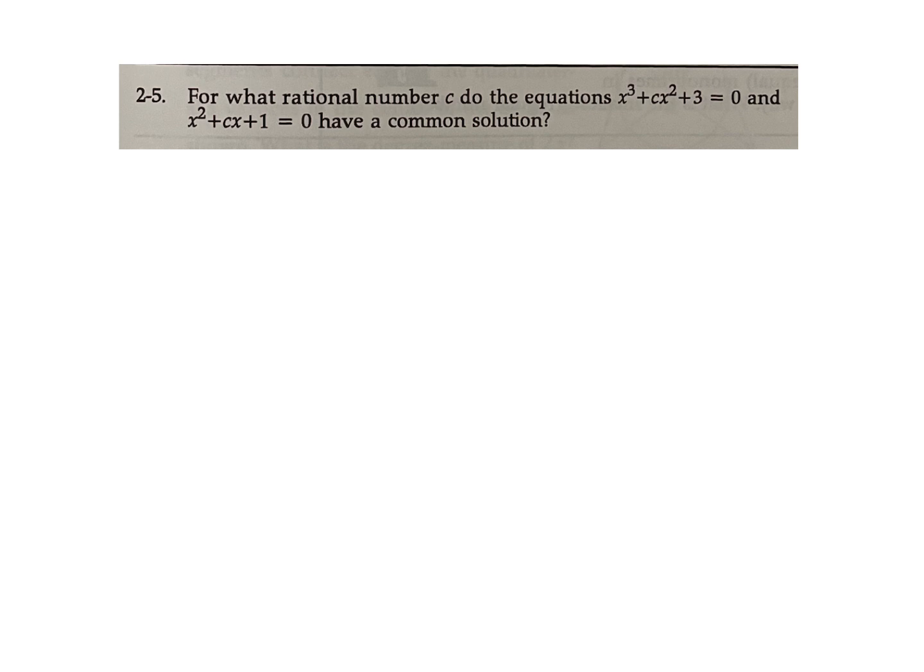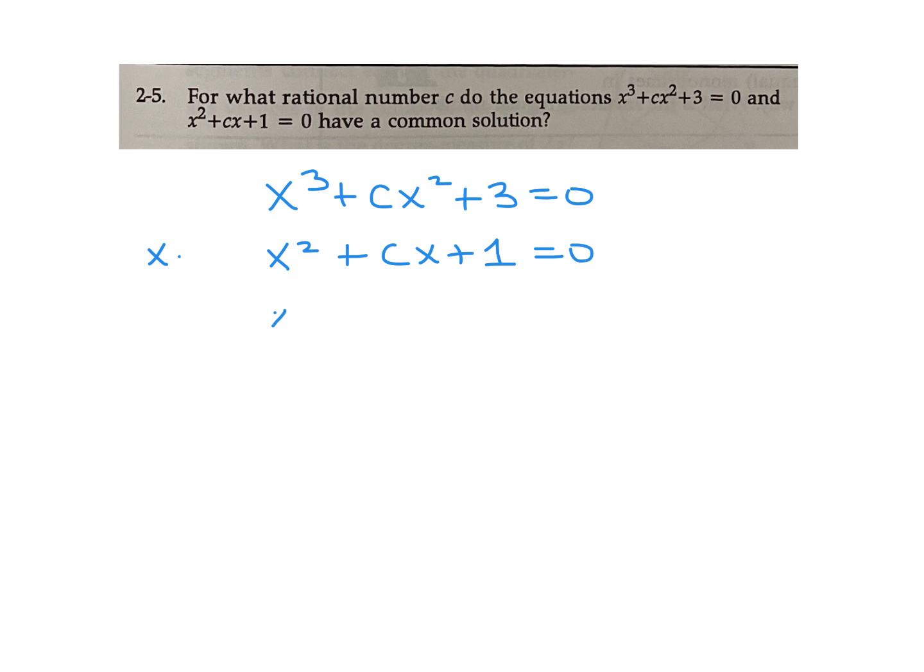For what rational number c do the equations have a common solution? So we have x to the power 3 plus cx squared plus 3 is 0. And we have x squared plus cx plus 1 is 0. Okay, so let's multiply through by x here. And that will give me x to the power 3 plus cx squared plus x is 0. Okay, so I call this equation 1 and this equation 2. Now I've made them very similar.